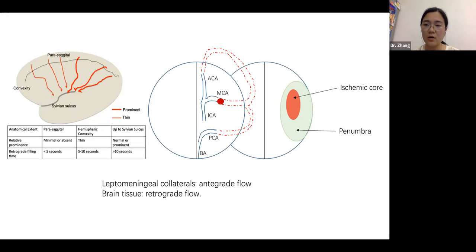And the delay of the blood flow generates two very important imaging markers for our stroke research. They are ischemic core and penumbra. Ischemic core means this tissue cannot be saved by reperfusion treatment. But penumbra is the brain tissue that can be saved after effective reperfusion therapies.